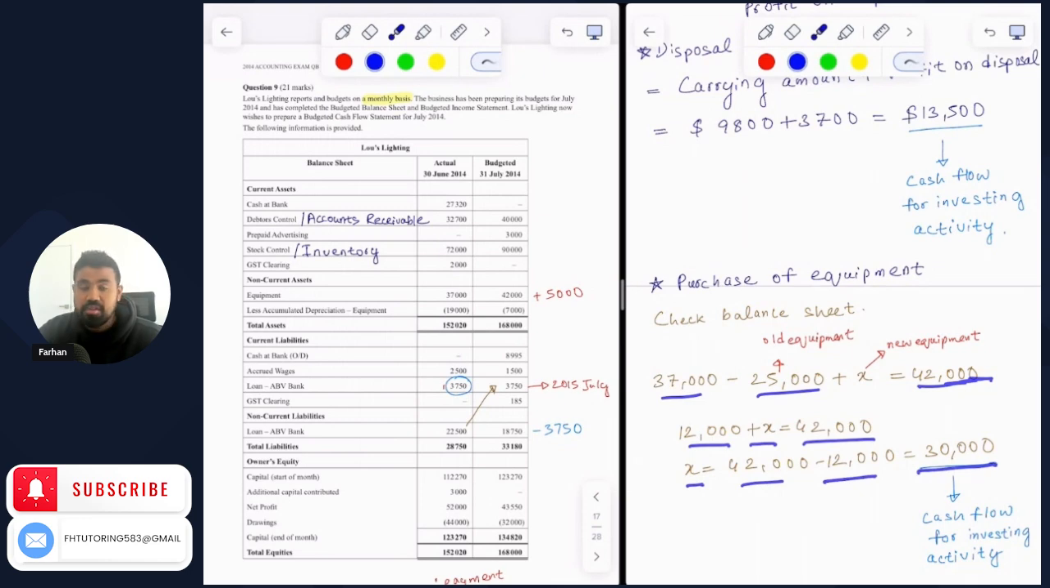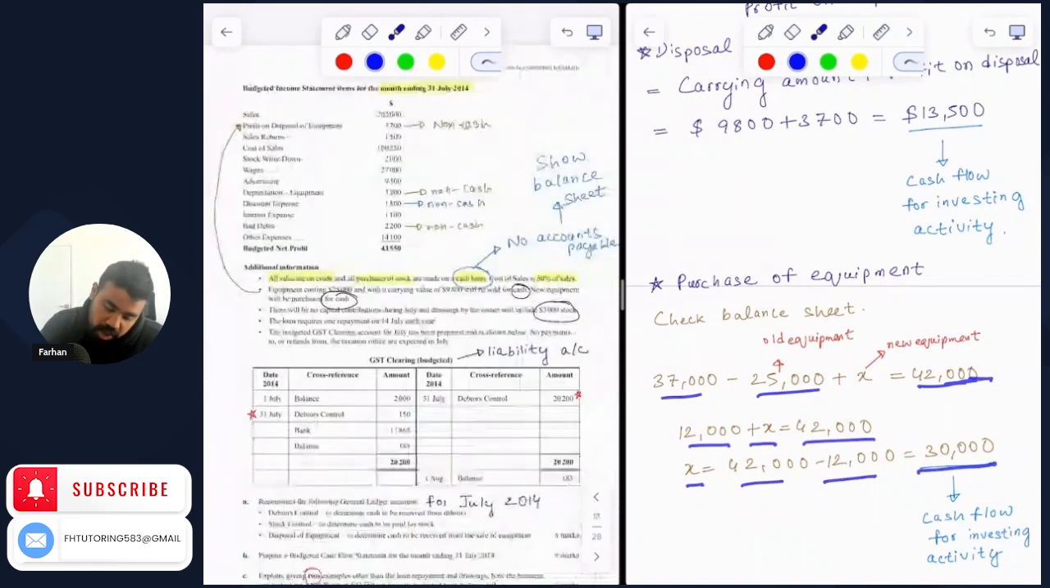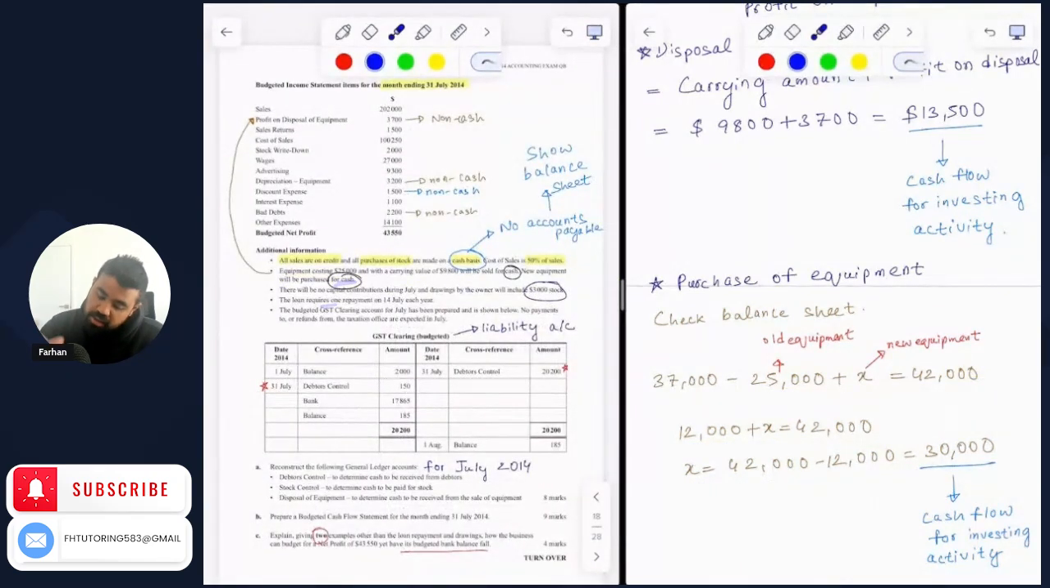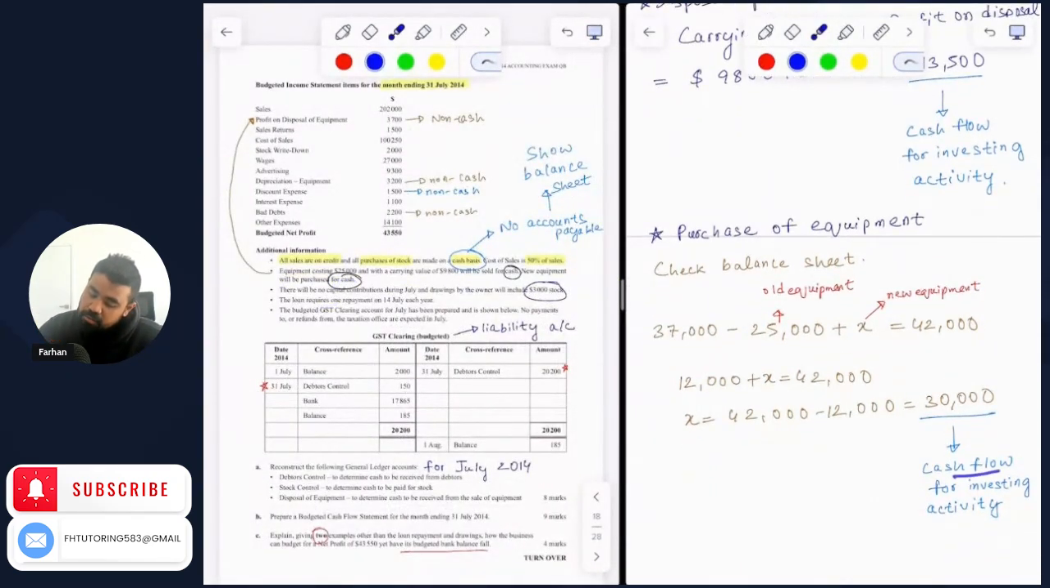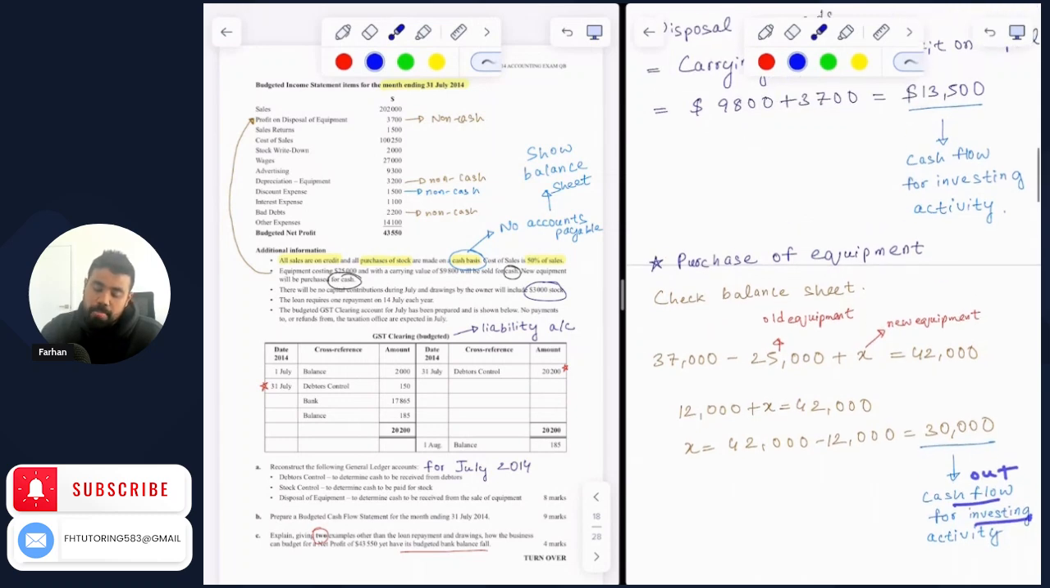So this $30,000 is the purchase price for new equipment, which means this is the cash we have paid to purchase the new equipment. The question explicitly mentions equipment will be purchased for cash. So this is a cash outflow, and again, this is to be reported within the investing activity of the cash flow statement. When you prepare the investing activity section, you need to show purchase of new asset minus 30,000, and then underneath you show disposal of equipment plus 13,500, which is an inflow.